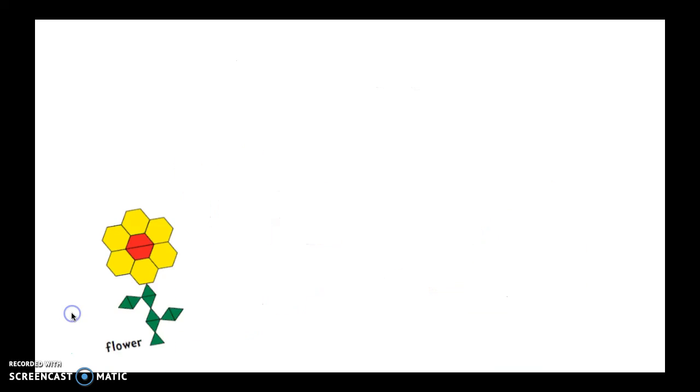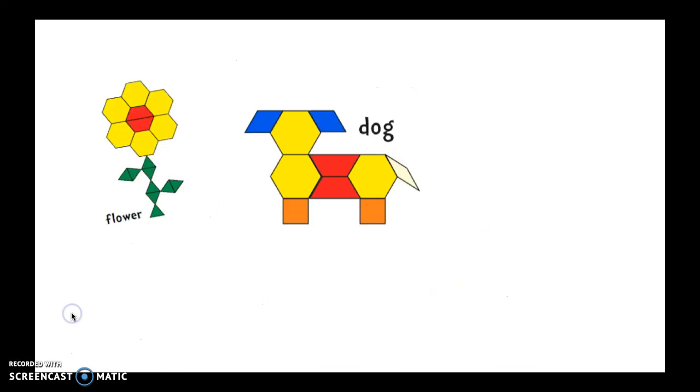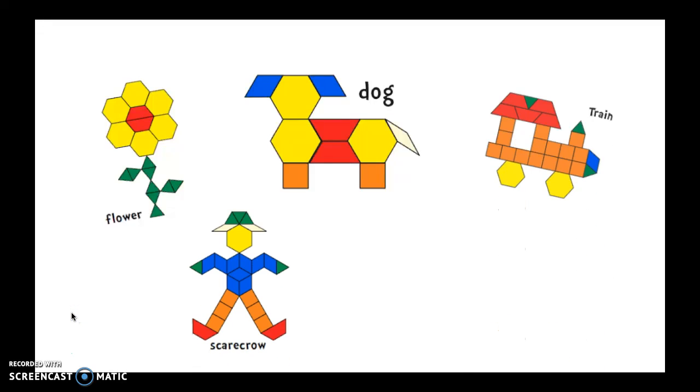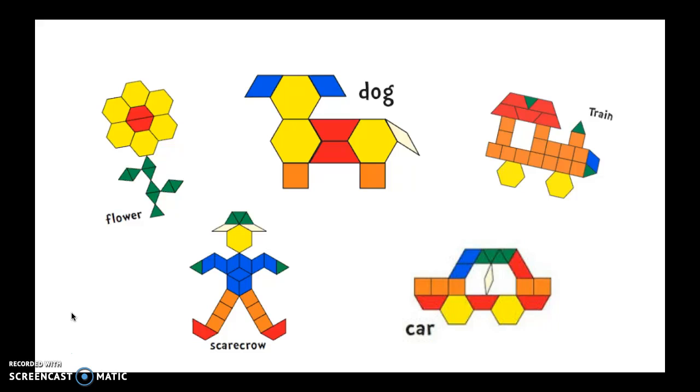Like tonight I made a flower, then I made a dog, then I made a train, then I made a scarecrow, and then I made a car. And then I had to stop myself because I was having too much fun and I was doing too much and I forgot about our learning goal for today. For our learning goal today, we're definitely going to be using pattern blocks, but we're not going to make pictures just yet. That's for another day.